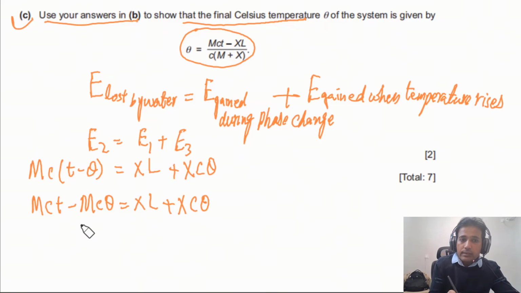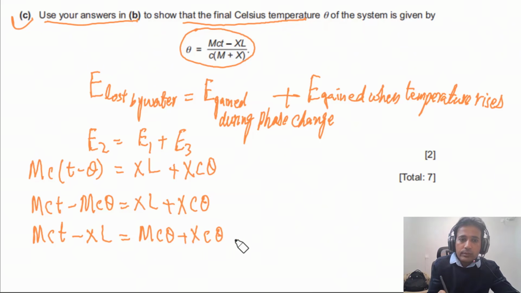Now we have this minus, we can bring it to the other side, so we can rearrange. We can say this is MCT, and this we can take on the left side. So this is plus, so here it will be negative. This is negative on this side. This one will be positive: MC theta plus XC theta.